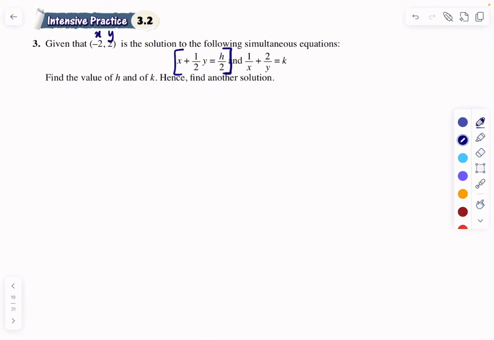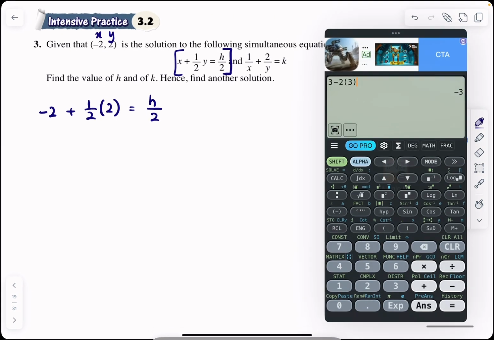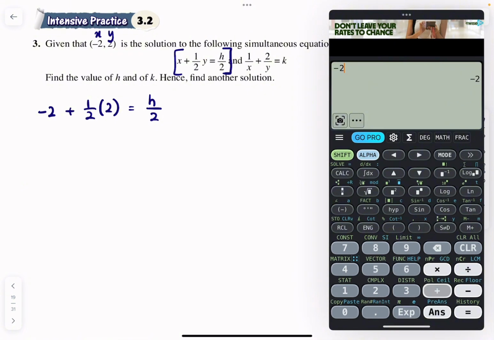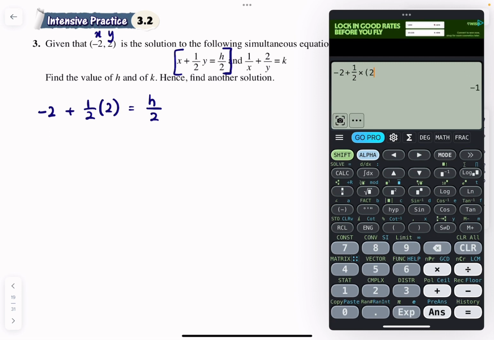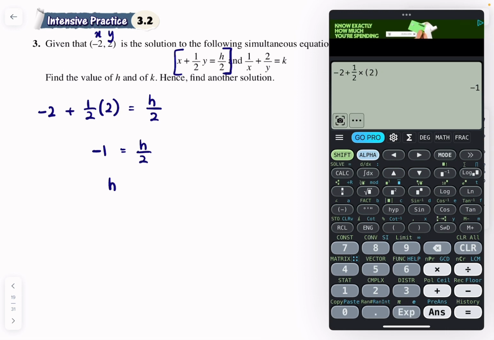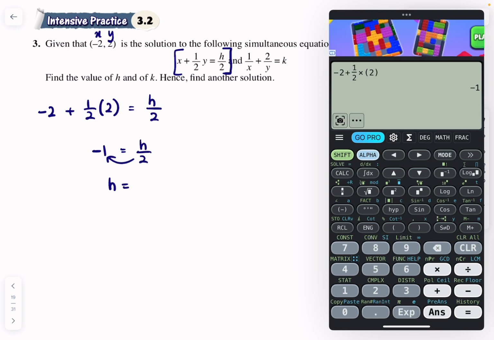So x is negative 2 plus 1 over 2y, which is 2, equals h over 2. So from here we can find h. Negative 2 plus 1 over 2 times 2, we get negative 1 equals h over 2. Therefore, h is 2 times negative 1, which is negative 2. Done.